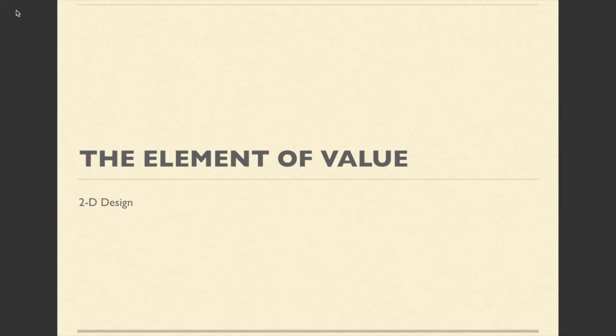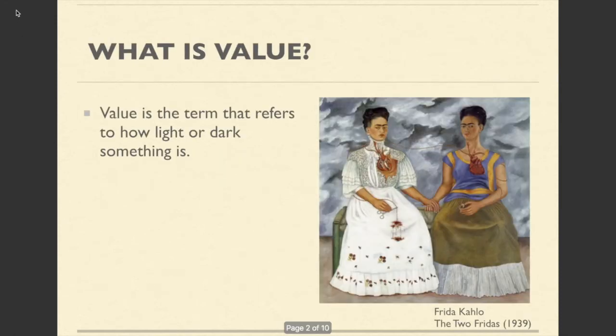Okay, so today we're going to talk about the element of value. What is value? It's a term that refers to how light or dark something is. So if we're looking at Frida's hair right here, it's darker than her dress right here. Frida's hair right here is darker than the cloud right here.